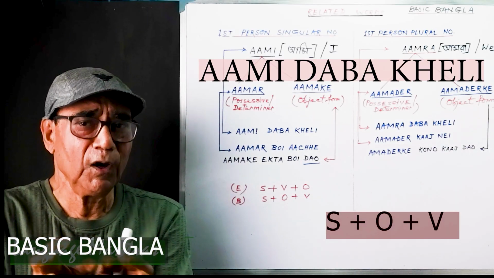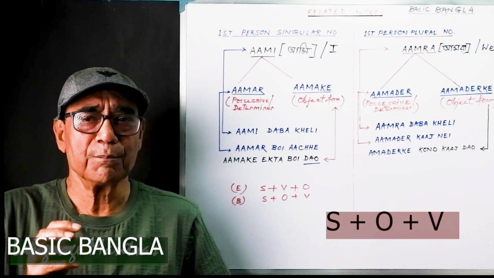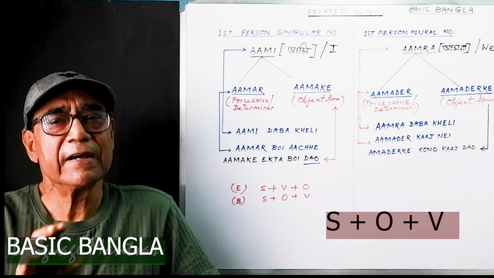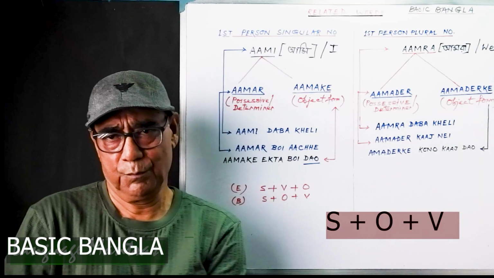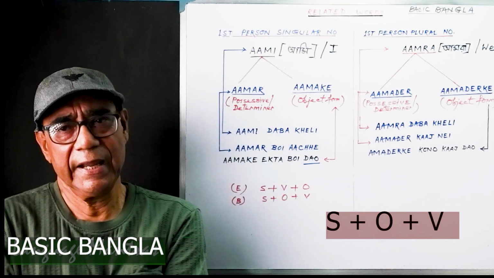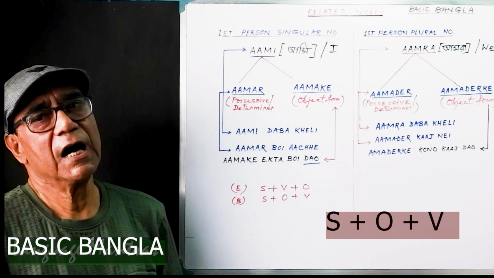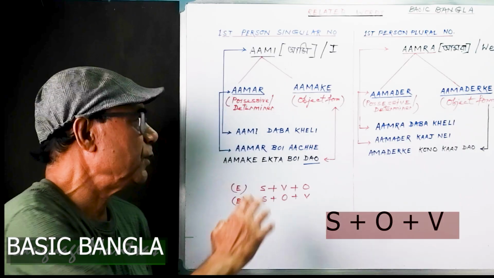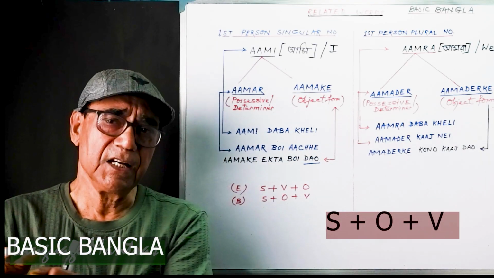So Aami football kheli. Aami boi pori. I book read. Now, Aami boi pori. I read books. Aamra daba kheli. Plural. We play chess. And Aamra boi pori. We read books. The same logic is there. Okay? Subject, then object, then verb.